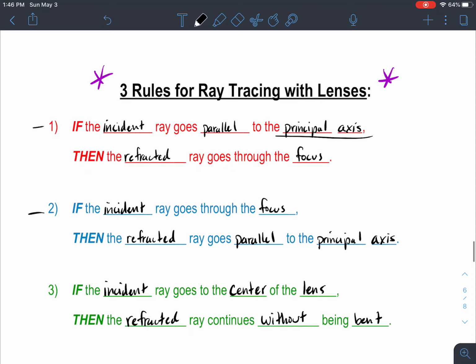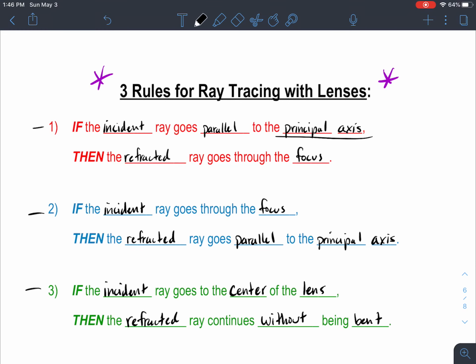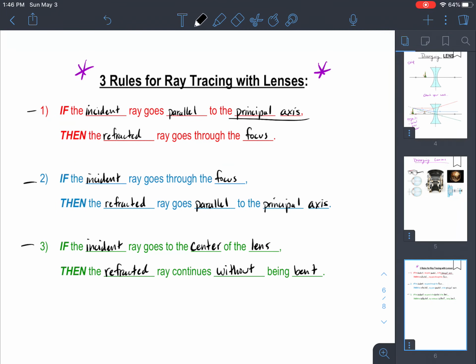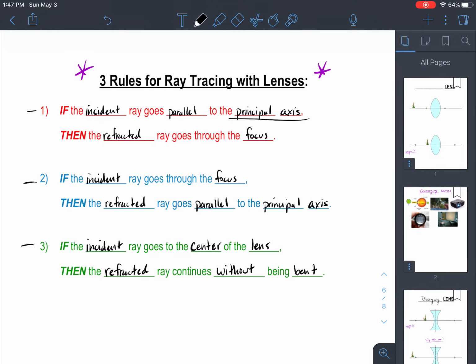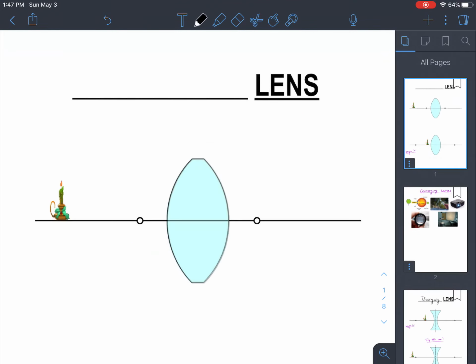Rule number 2 is kind of the opposite. If the incident ray is going through the focus, then the refracted ray is going to be going parallel to the principal axis. So it's just that first rule reversed. And rule number 3, if the incident ray is going through the center of the lens, then the refracted ray is going to continue without being bent. That's going to be the easiest of our 3 rules. Okay, so hopefully you have those copied down. If you didn't, go ahead and pause the video and do that real quick. I'm going to jump up to the very first problem here and our first diagram.